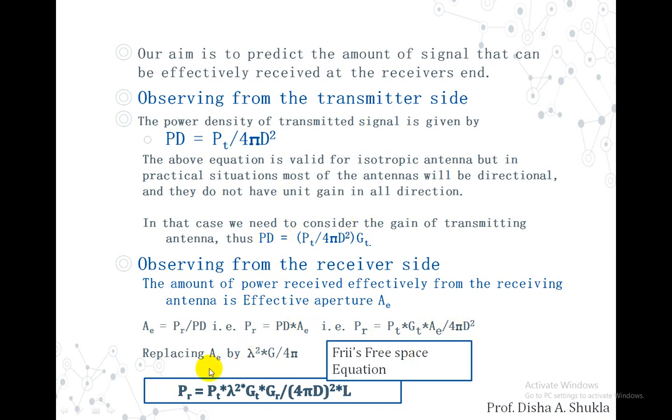After that, replacing AE by lambda square into G upon 4 pi, we get the equation called the free space equation, that is used to predict the amount of signal at the receiver's end, and that is equal to PT into lambda square into GT into GR upon 4 pi d the whole square into L. So this is all about the free space propagation loss equation.